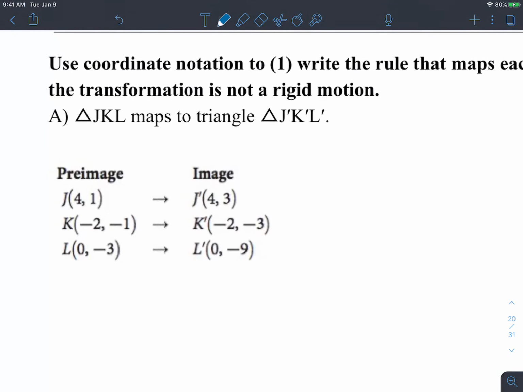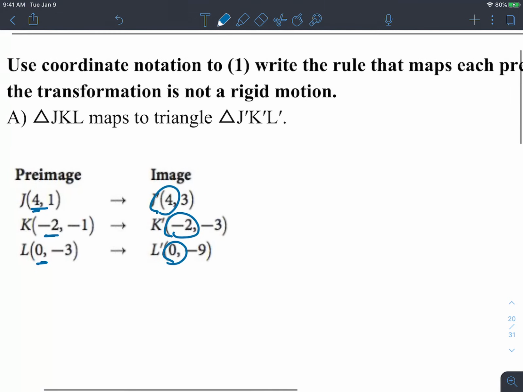So let's examine this a little bit. What's happening with my x? My image in x is 4, and I see 4. That's -2, that's -2, 0, and a 0. Oh my gosh. Nothing is changing. So x becomes x.